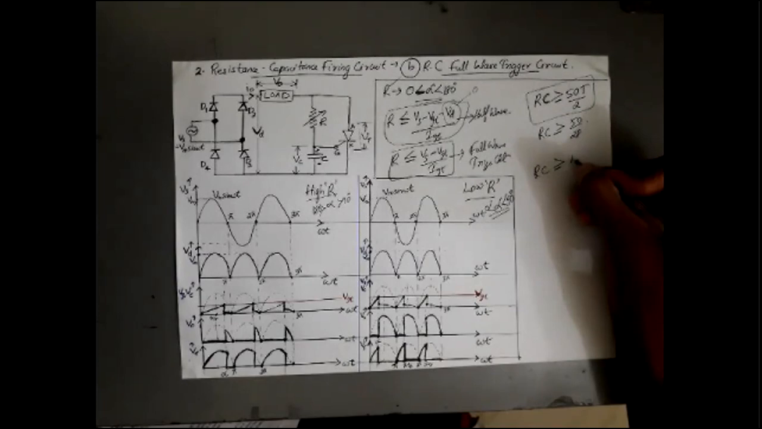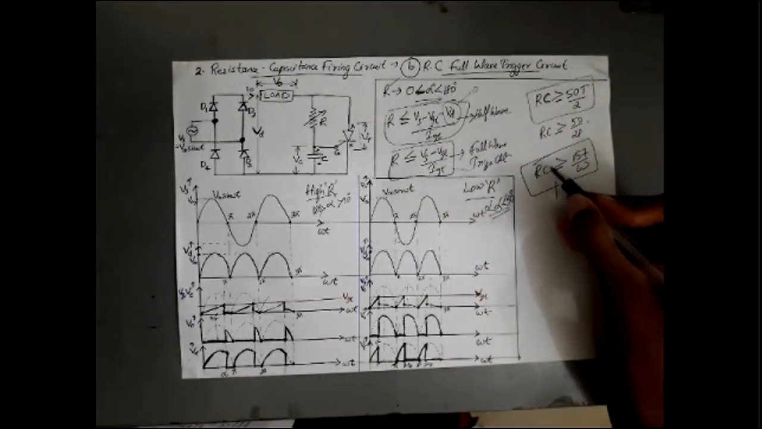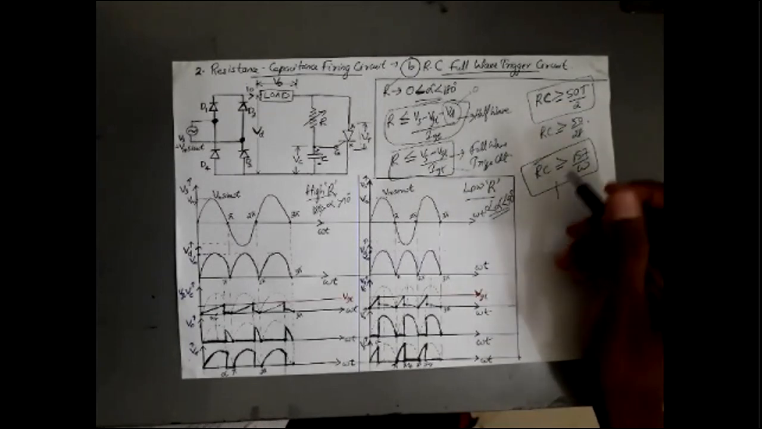So RC should be greater than or equal to 50 by 2F. As we know, omega is equal to 2 pi F. If I want to include omega in this equation, it becomes: RC should be greater than or equal to 157 divided by omega. Using this relation as well as the previous relation, we can find the value of resistance and the capacitance for the RC full wave trigger circuit. This equation is required only for the design of the RC full wave trigger circuit.